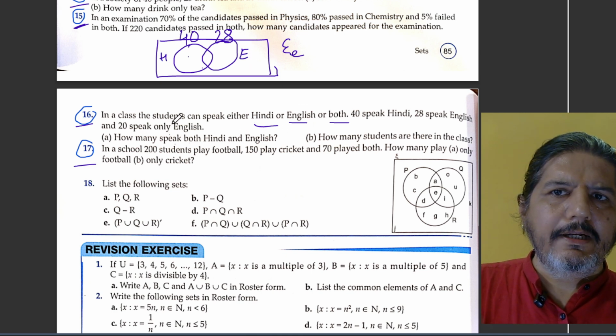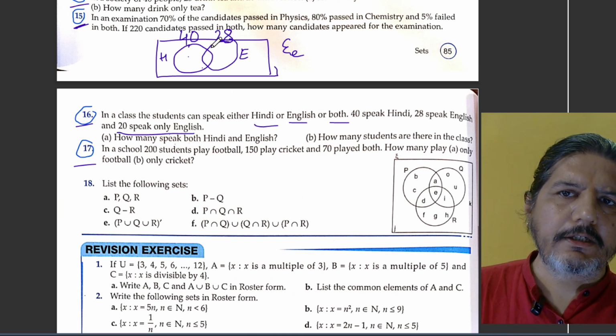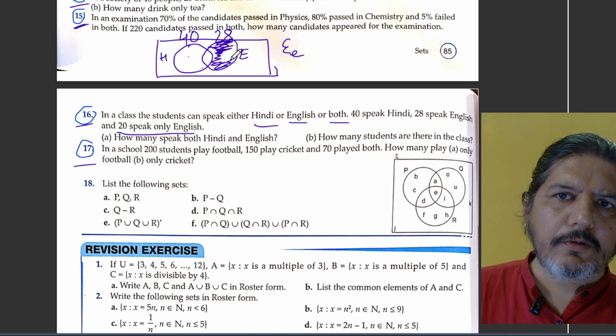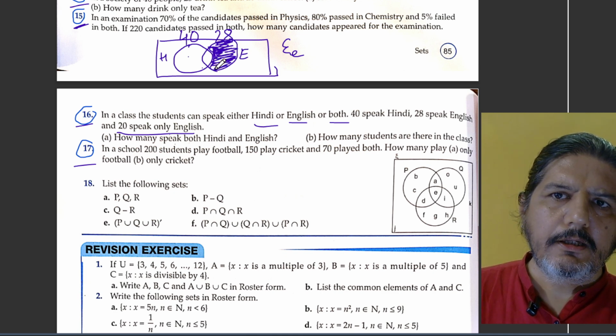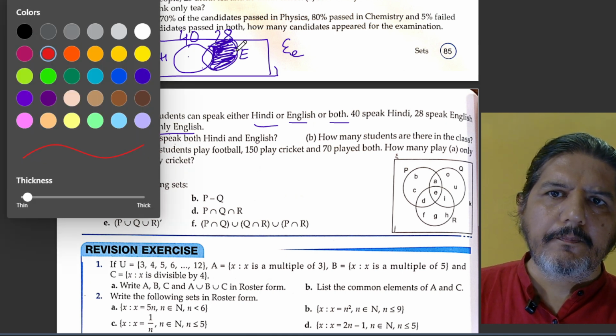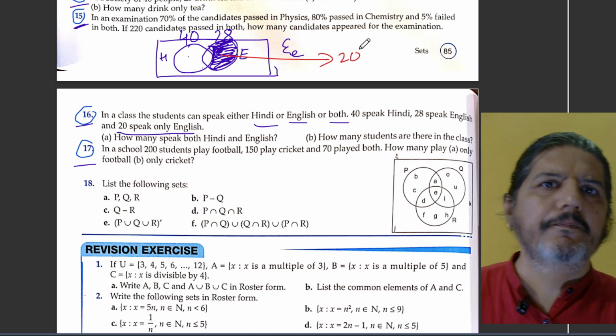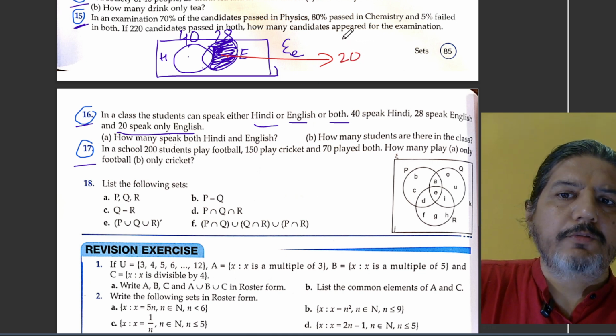Now, 20 speak only English. What they are trying to say is that this portion is the people who speak only English. So these are the people who can't speak Hindi. This is how they look, so this portion is equal to 20. Hope this is making sense.